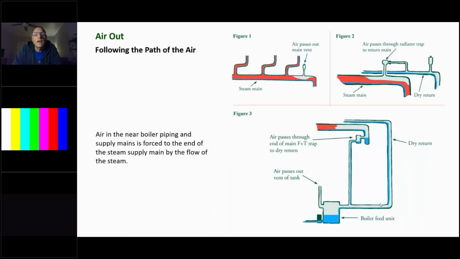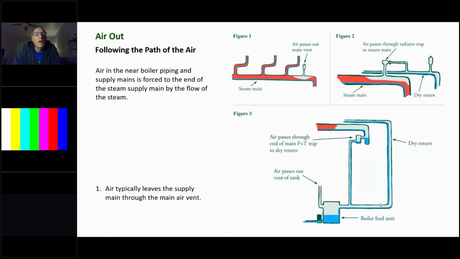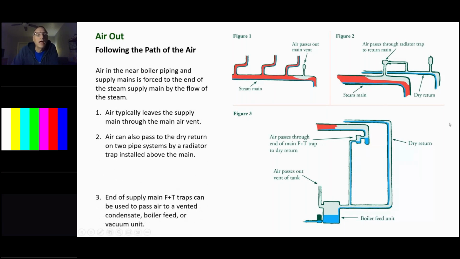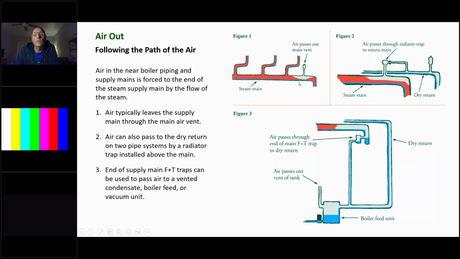Okay, following the path of air. Air in the near boiler piping and the supply mains is forced to the end of the steam supply main by the flow of the steam. As we've learned, air typically leaves the supply main through the main air vent. Air can also pass to the dry return on two pipe systems by a radiator trap installed above the main. That is what I was talking about earlier when we were looking at the thermostatic traps. It's called a crossover trap.